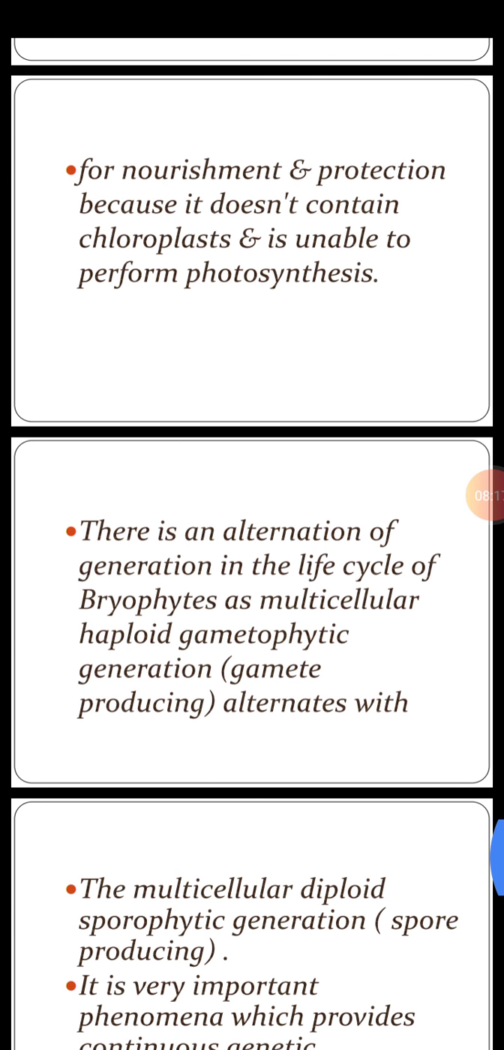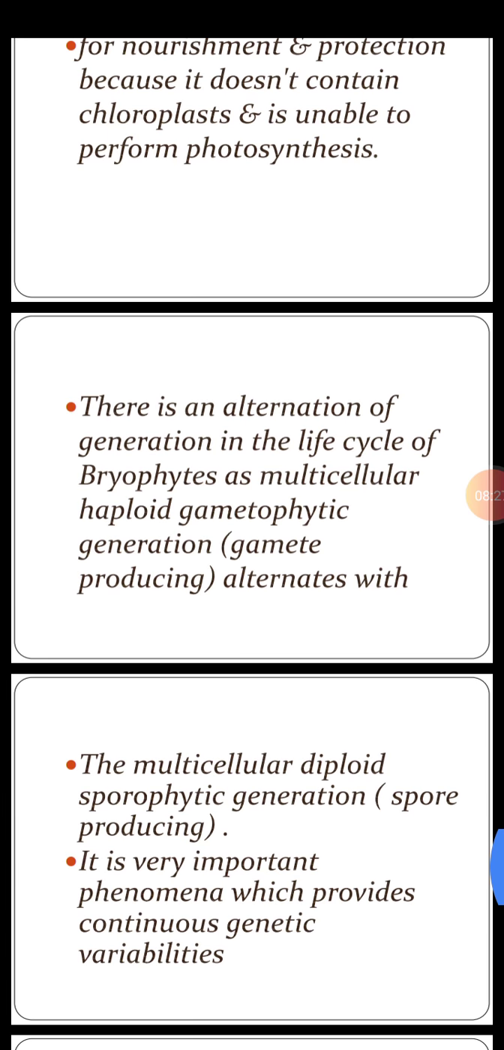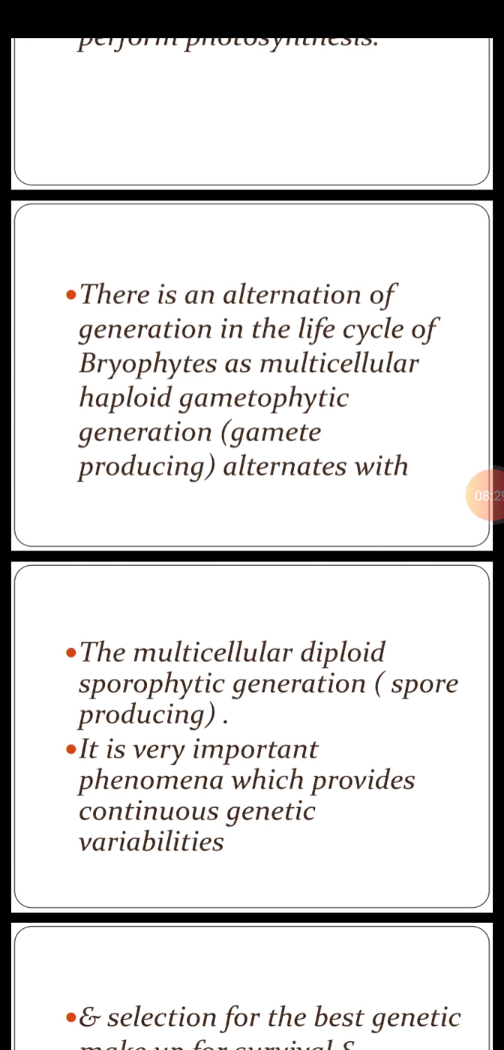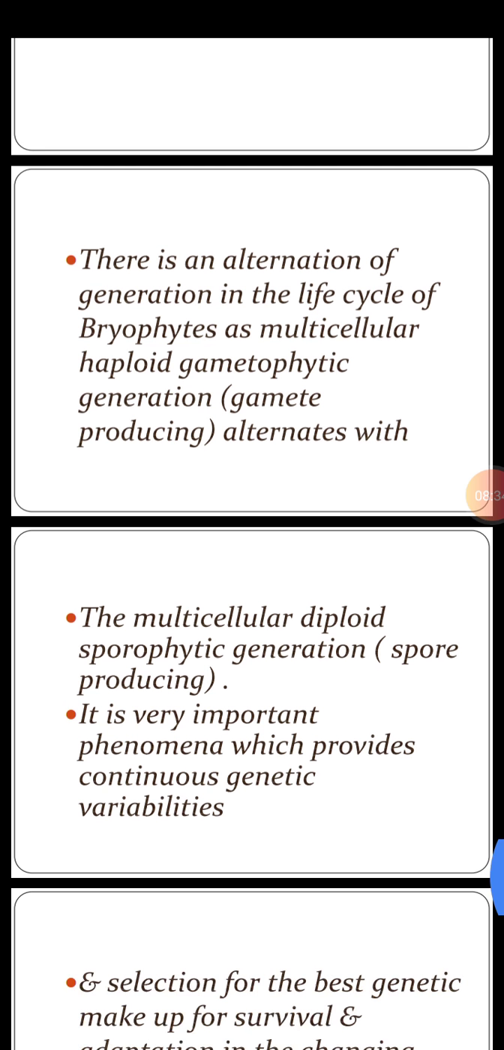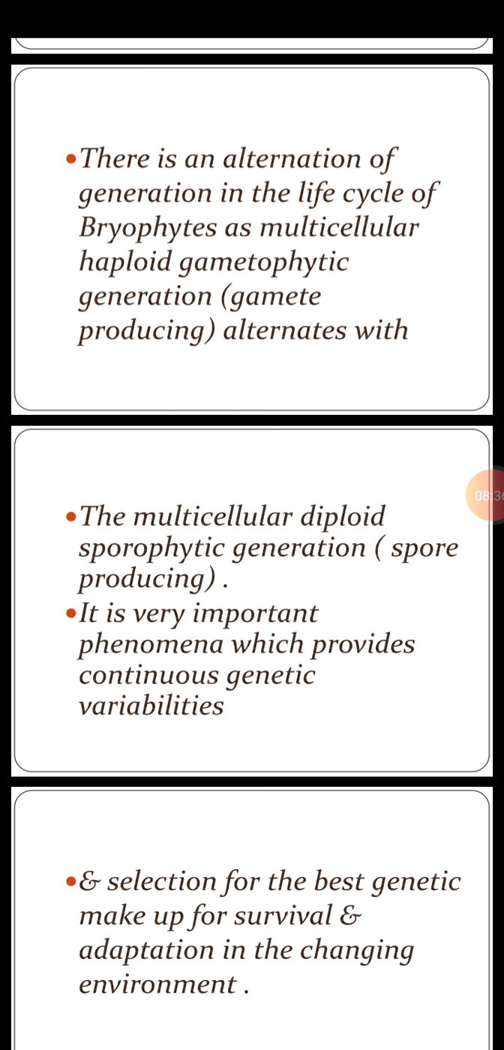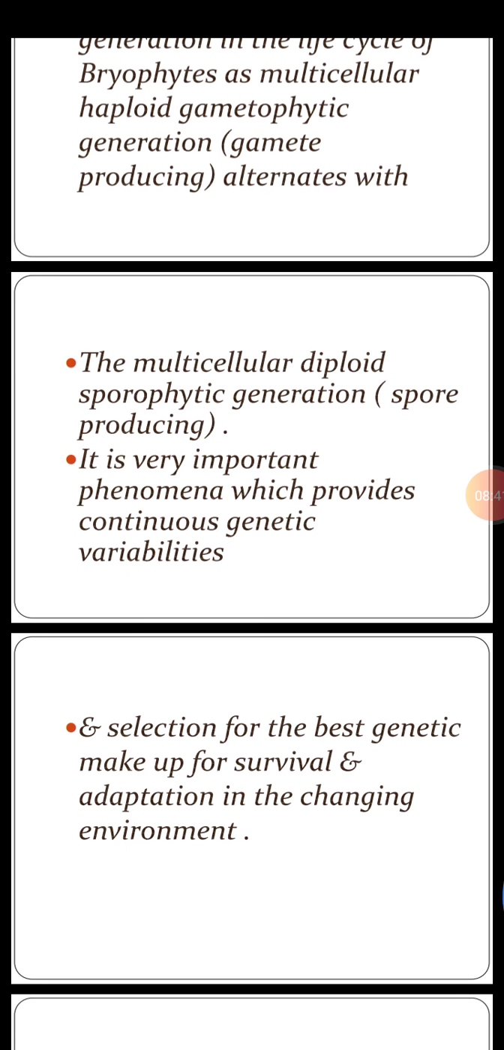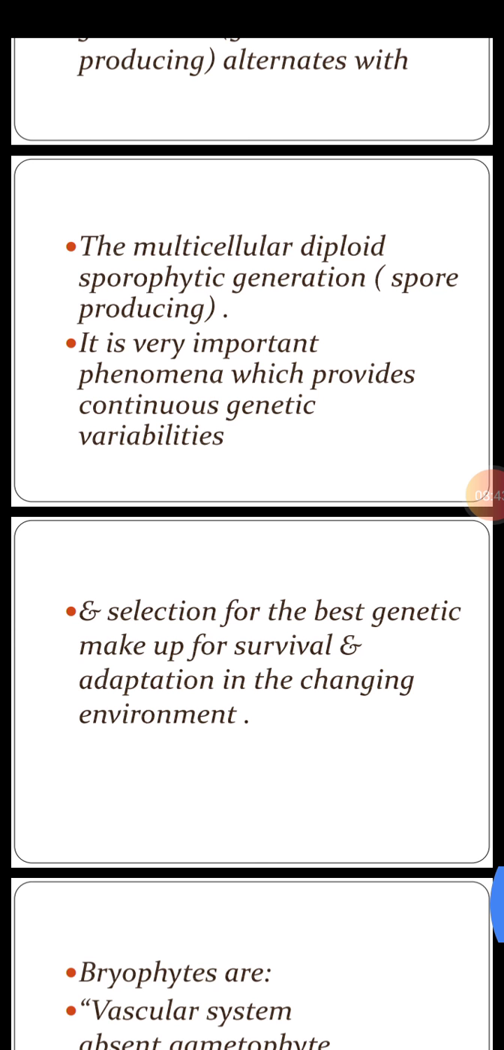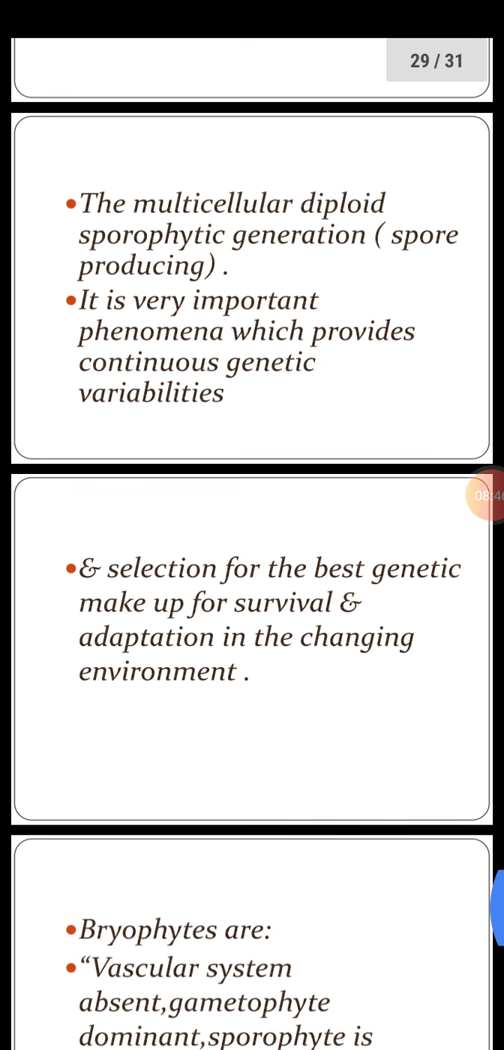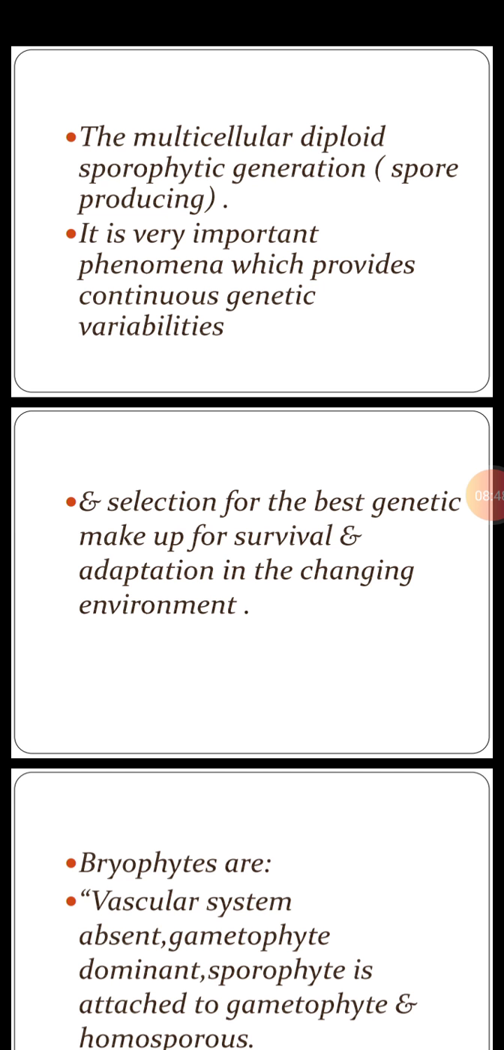There is an alternation of generations in the life cycle of bryophytes, as the multicellular haploid gametophytic generation, gamete producing, regularly alternates with the multicellular diploid sporophyte generation, spore producing. That is, this cycle continues. It is a very important phenomenon which provides continuous genetic variability and selection for the best genetic makeup for survival and adaptation in the changing environment, and these generations help the plant to live in different kinds of environments.